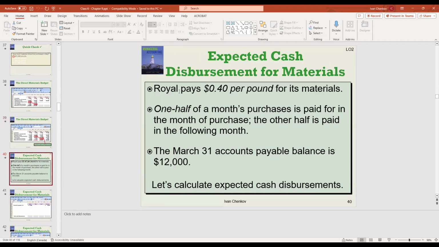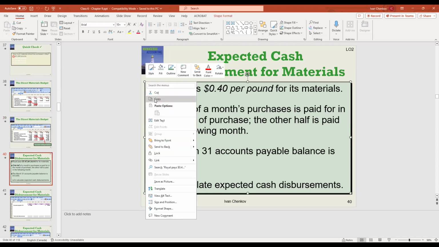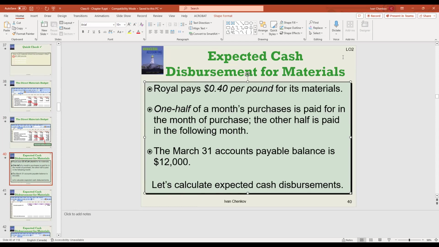Now let's see. This company pays 40 cents per pound for the material. Half of the month's purchases is paid in the month of the purchase. The other half is paid in the following month. On March 31st, the accounts payable balance is $12,000. So can we calculate the cash disbursement for the material? Let's go back to the Excel spreadsheet and see what we can get.